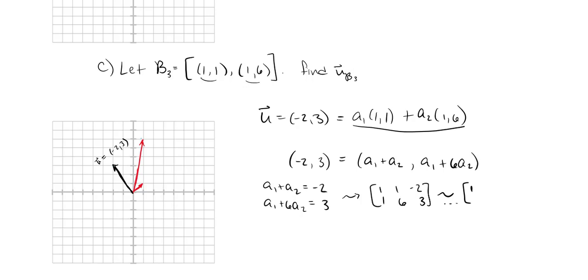I think I get, let's see. It looks like this is what I get when I work it out. You can check this step. I encourage you to check this step. Check my reduction here. But this would imply that A1 is negative 3 and A2 is 1.